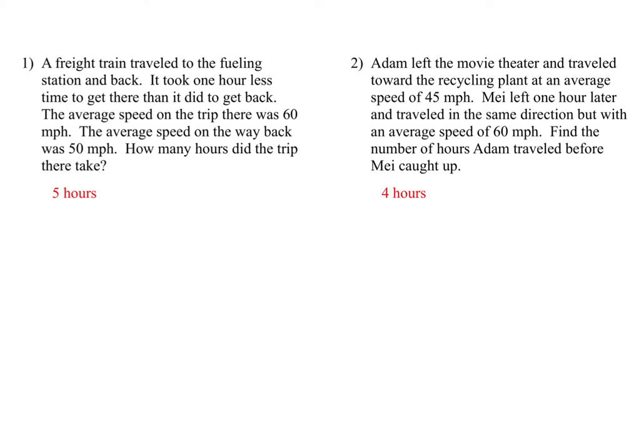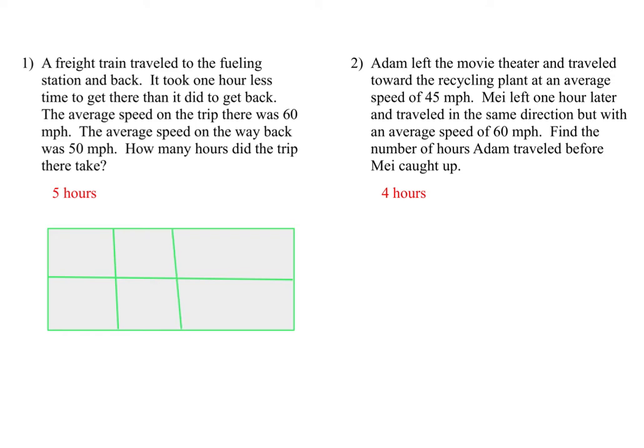We have a freight train traveling to the fuel station and back. It took 1 hour less time to get there than it did to get back. The average speed on the trip there was 60. Average speed on the way back was 50. How many hours did the trip there take? So we are going to draw our little chart. We're going to say that we have a trip there and back. And so that's going to be our 2 that we have here, there and back. And then we have, of course, our rate, our time, and our distance.